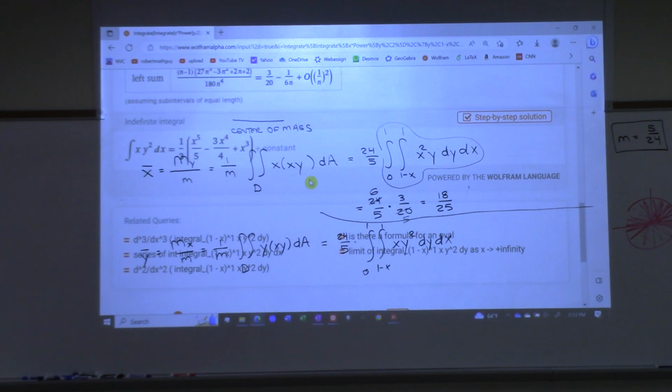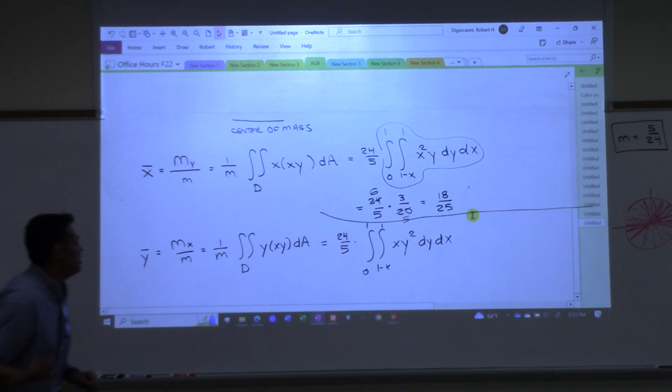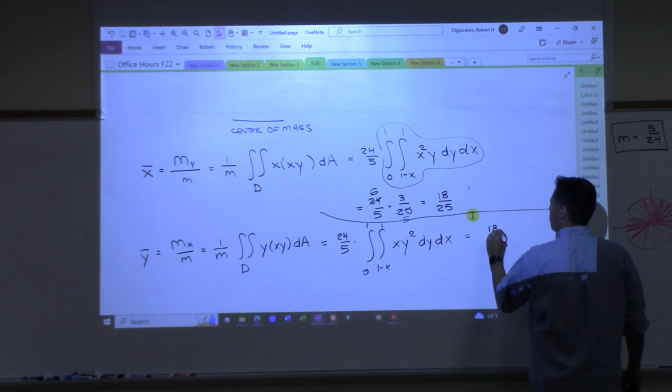Does that make sense that it should be 3 over 20? Yeah. There's a lot of symmetry in this problem, in terms of the region being symmetric. The density function itself, xy, is very symmetric. It's not always the case, though. Don't always think that your x bar and y bar are the same answer. But we get the same here, right? 3 over 20. So our answer is 18 over 25 again.